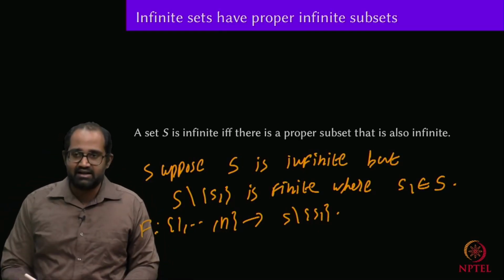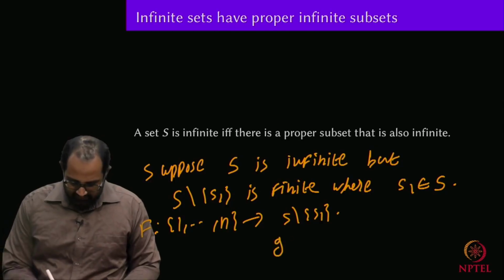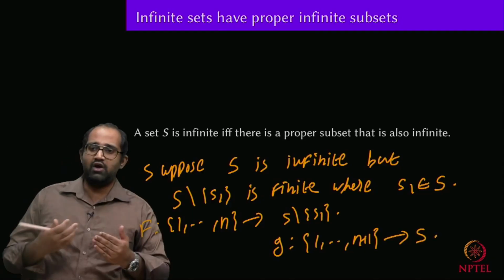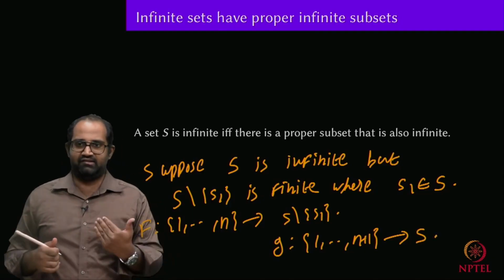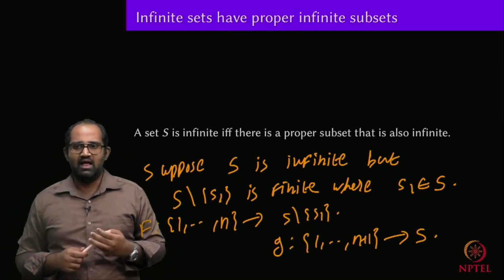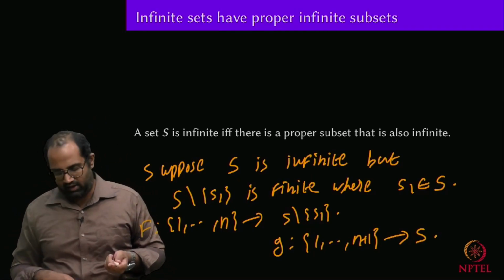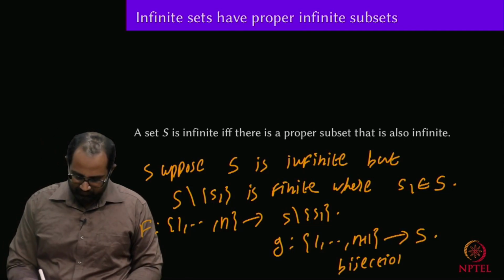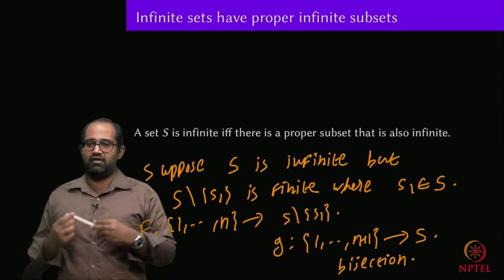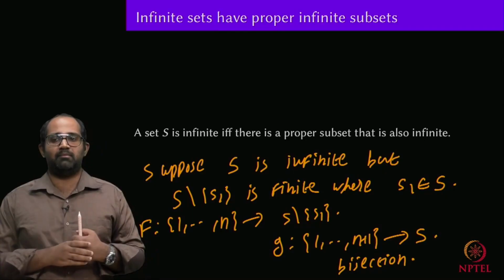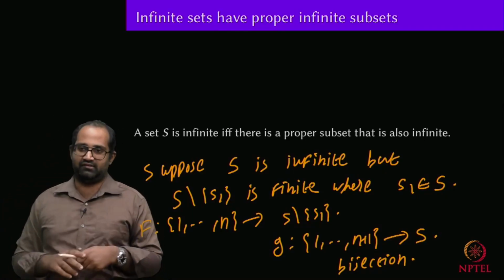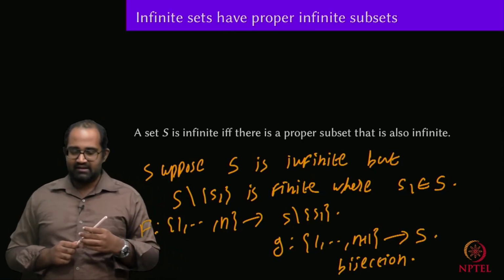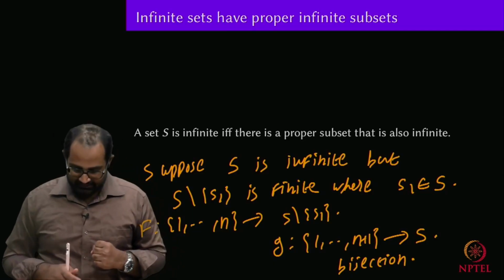Well, now it's a triviality to construct a bijection G from 1 to n plus 1 to S. All you have to do is set F and G to be the same on the initial segment 1 to n and just set G of n plus 1 to be S1. Then you get a bijection. This is a bijection in an obvious way. So starting with a bijection from S minus S1, it's trivial to construct a bijection from 1 to n plus 1 to S. Okay? So this shows that if you have an infinite set, there is a proper subset that is also infinite.